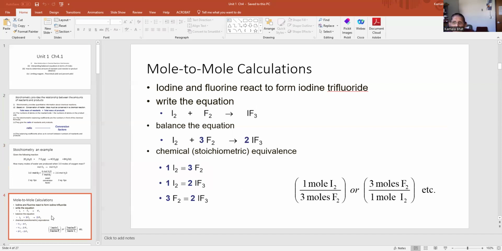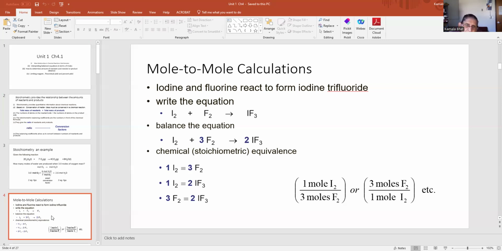Another example. These are some reactions that you can do for practice. So iodine and fluorine react to form iodine trifluoride. So you get I2 plus F2 gives you IF3. First thing we have to do is make sure we balance the equation. Then once you balance it, you get a stoichiometric equivalence.